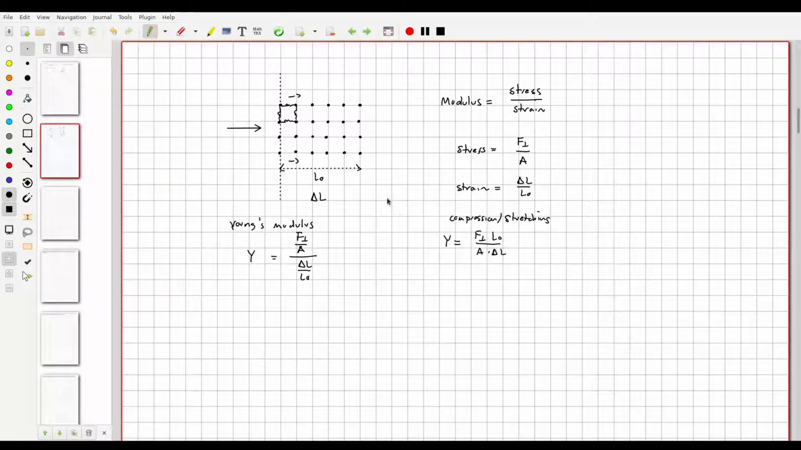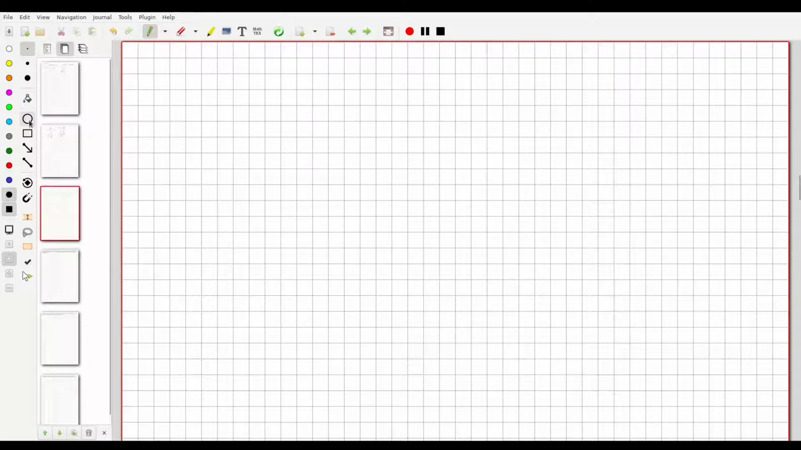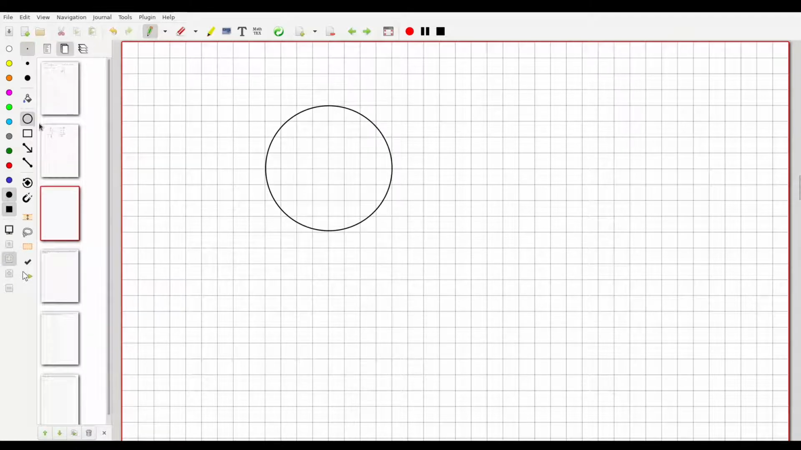But you could define a similar type, not necessarily Young's modulus, but we call it a bulk modulus, over a volume. For example, let's pretend that you had a sphere like this. And actually, let me draw a better sphere than that. That's a little bit better. And let me give this sphere a little bit of depth here. So we understand that we're dealing with a volume.